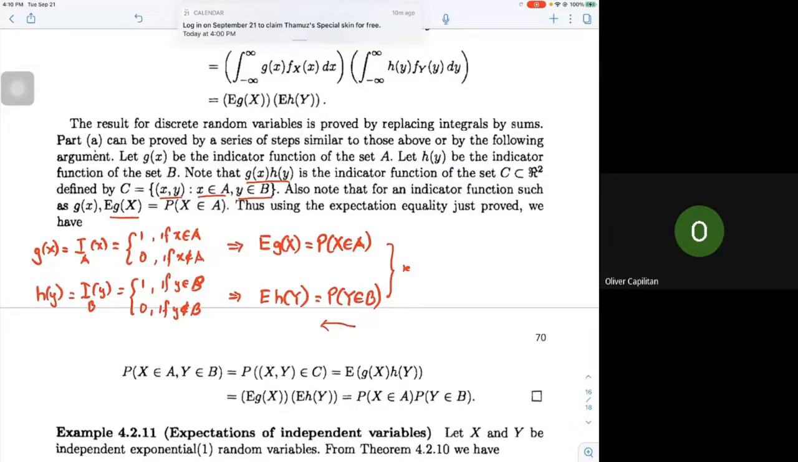We have here Theorem 4.2.12. Let X and Y be independent random variables with moment generating functions M_X evaluated at t and M_Y evaluated at t. Then the moment generating function of the random variable Z, which we have expressed as the sum of X and Y, evaluated at t will just be equal to the product of the moment generating function of X and the moment generating function of Y, both evaluated at t.